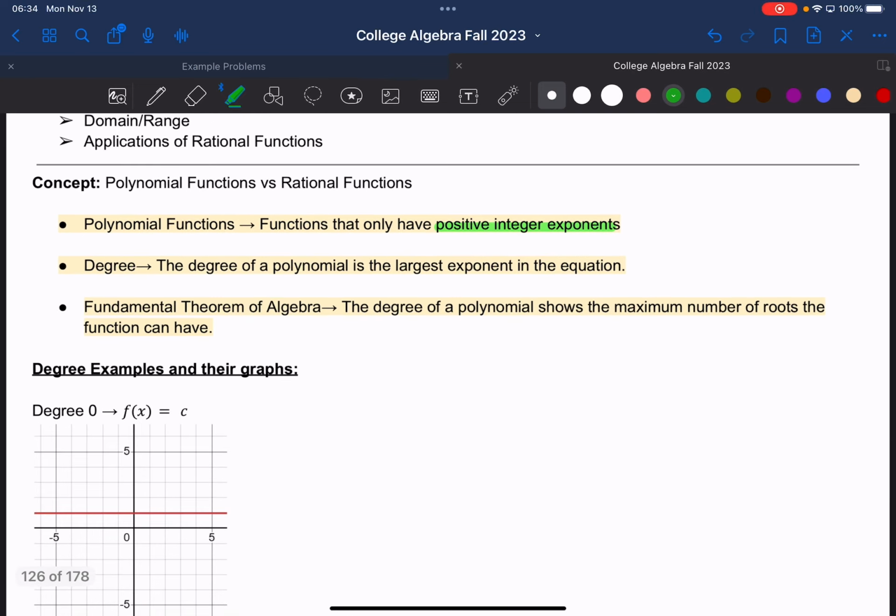And then lastly, the fundamental theorem of algebra says the degree of a polynomial shows the maximum number of roots that the function can have. So for a quadratic, the maximum number of roots, or x-intercepts, it can have is how many? 2. The max is 2. It could have none, it could have 1, or it could have 2, but no more than 2.